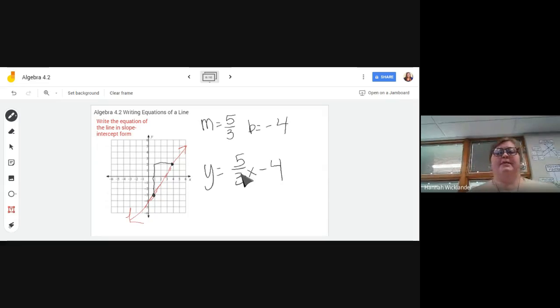Or if you don't like doing that, you can take the points. So right here I have 1, -3, and then right here I have 4, 2. And you can do what we did in the previous example by finding the slope by using the equation for slope and then plugging in to find your y-intercept if you would like to do it that way.